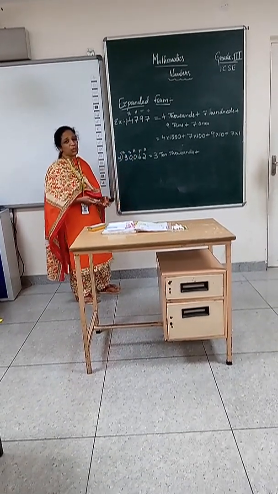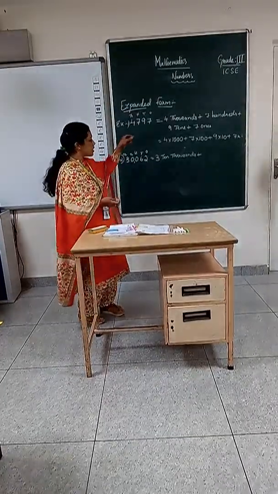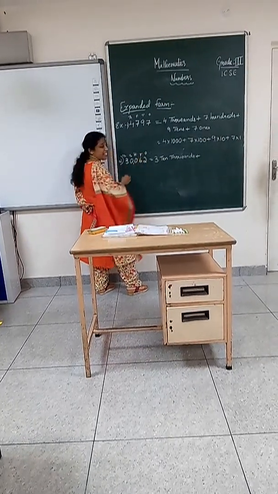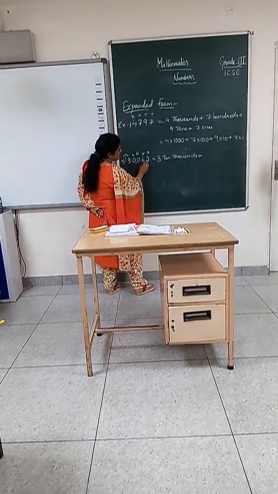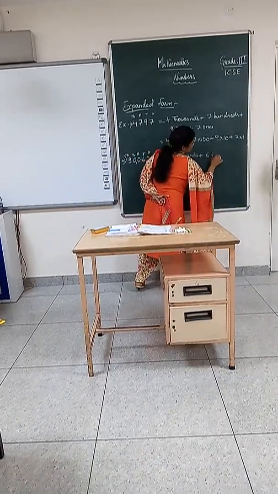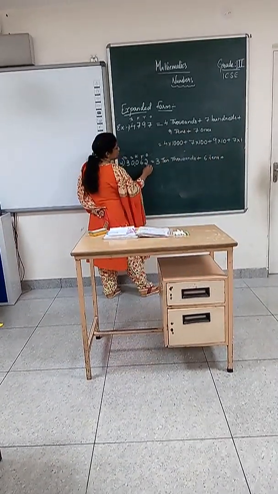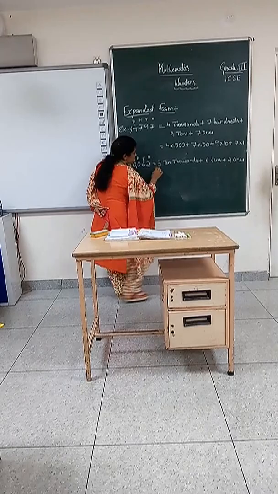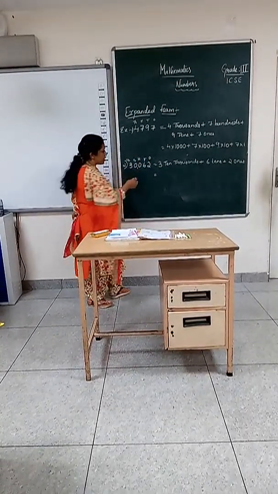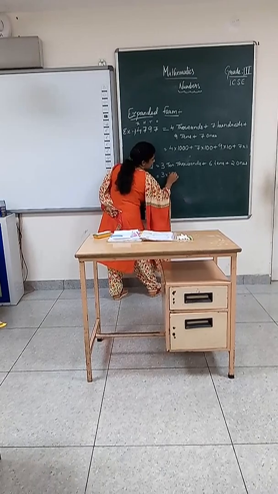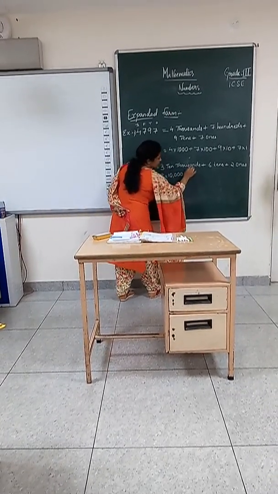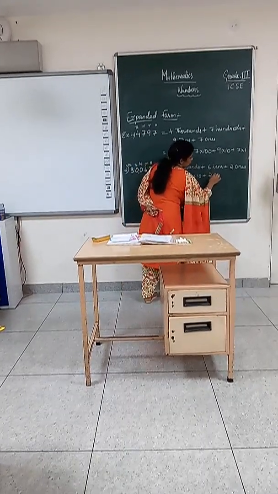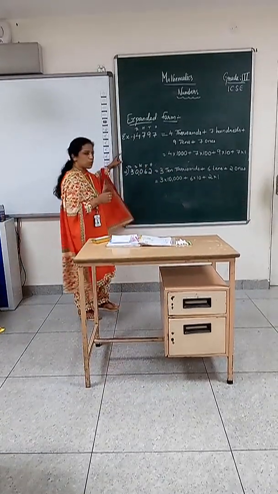So 0 means, as we know that 0 means no value. So once again, no need to write that. So straight away you can just move on to the digit in the tens place. That is plus 6 tens, 6 tens plus 2 ones. Yes. Next, shall we write in the other form? Yes. That is 3 into 10,000 plus 6 into 10 plus 2 into 1. So is this clear to you, children?